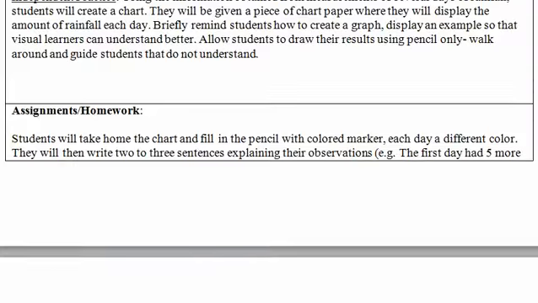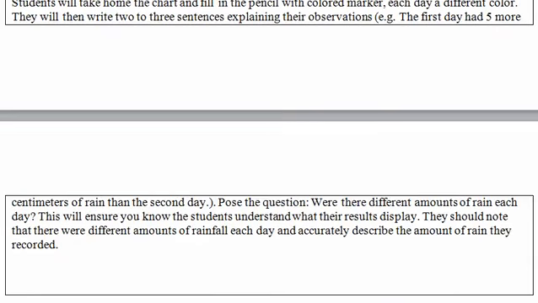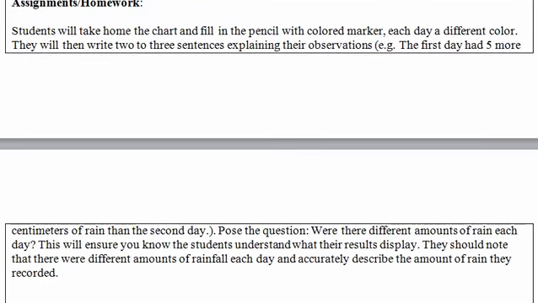And then they could take the graph home and color it in on their own, so that each day has a different color, which makes it visually easier to understand. And then they could write 2 to 3 sentences explaining their observations. So, for example, the first day had 5 more centimeters of rain than the second day. And so they can see that there were different amounts of rain on each day. They can tell me which days had more rain than others, and if days were the same, how that might have been.